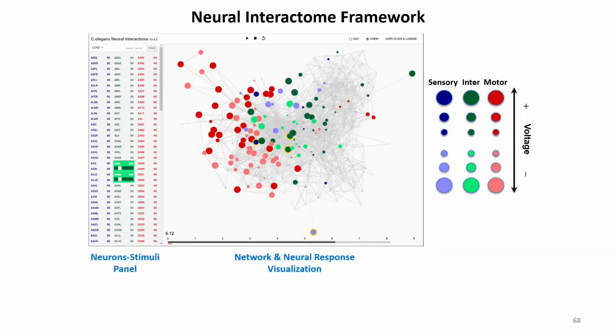On the right side, we have the graph representation of the network, which visualizes both structure as well as the real-time neural responses of the network. Here, the nodes correspond to the neurons, whereas the edges correspond to the connections between the neurons. For displaying the real-time neural responses, the larger the membrane voltage, the larger the radii, and the sign of the voltage determines the color of the nodes.